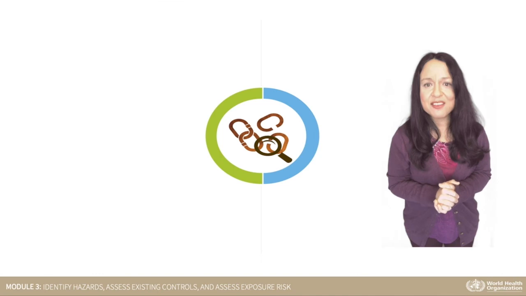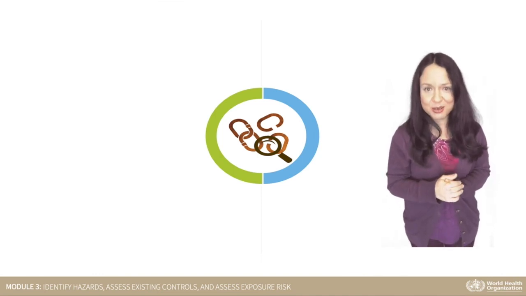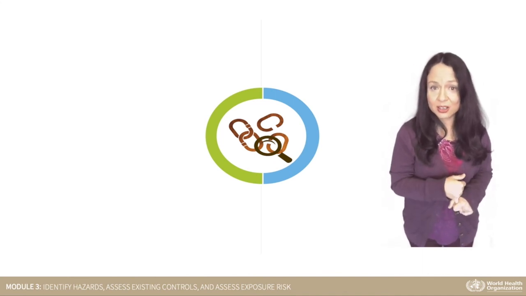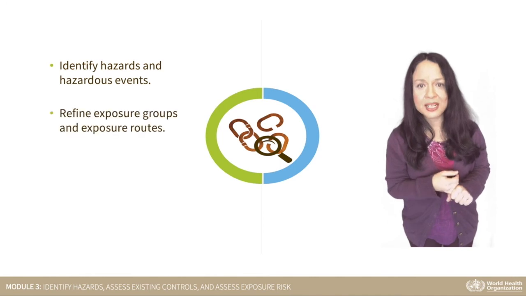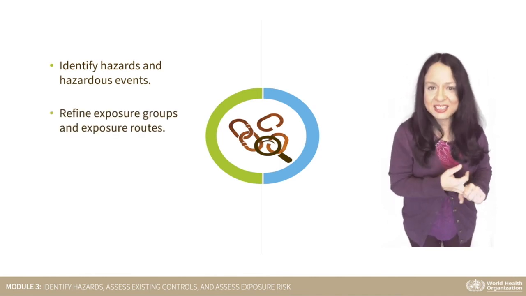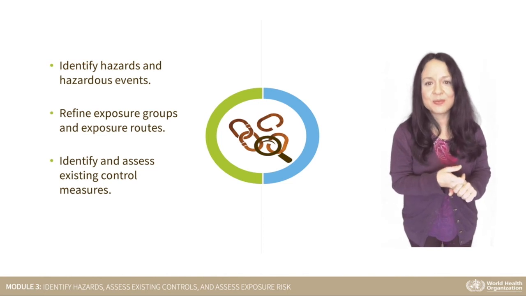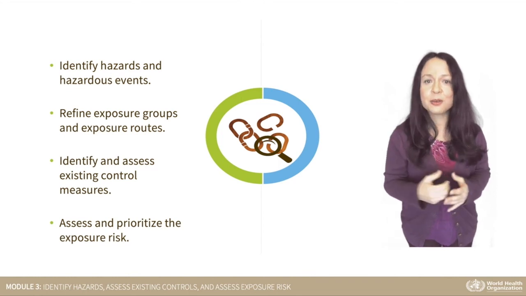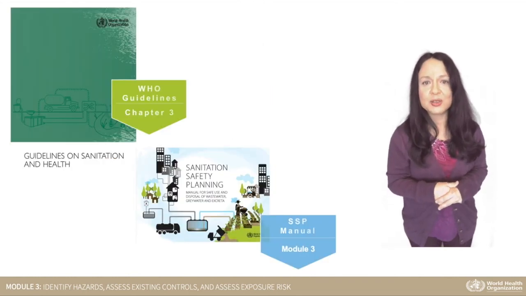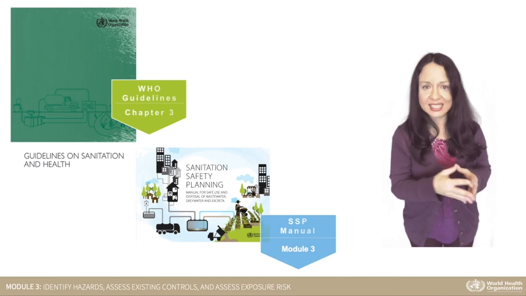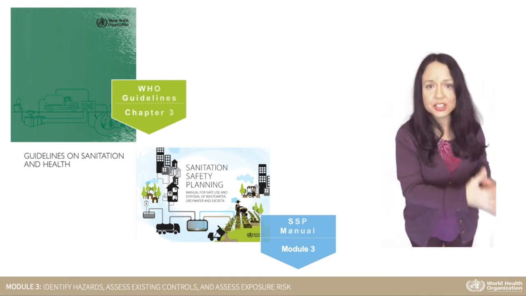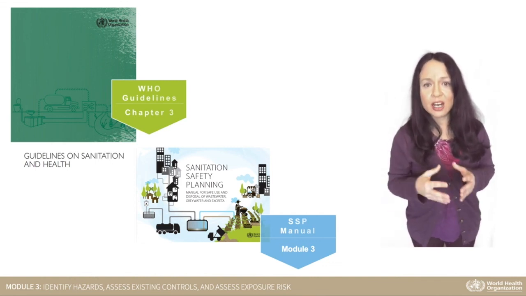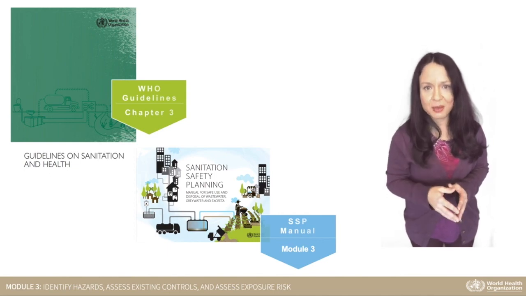Great! So we have now completed Module 3 of the SSP methodology. You have learned how to identify hazards and hazardous events, refine exposure groups and exposure routes, identify and assess existing control measures, and assess and prioritize the exposure risks. I recommend downloading the 2018 WHO guidelines and learning more about hazardous events and control measures at each step of the sanitation system in Chapter 3. Also, you should carefully read Module 3 of your SSP manual.